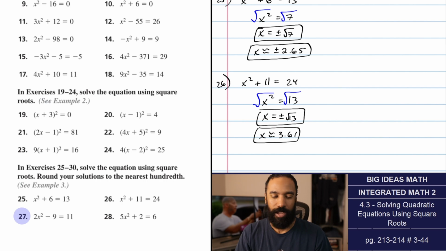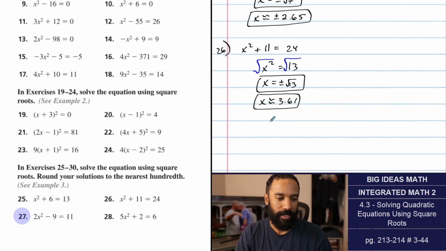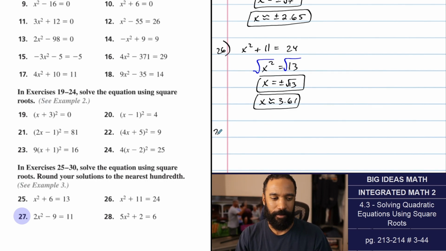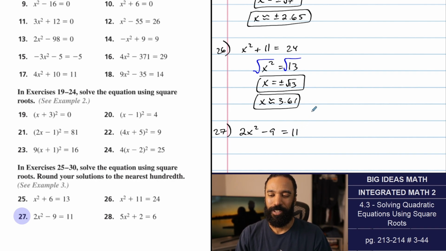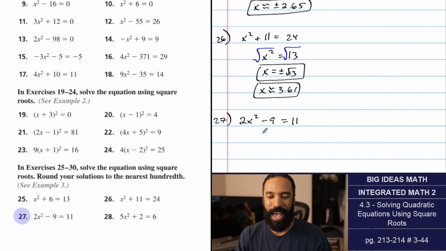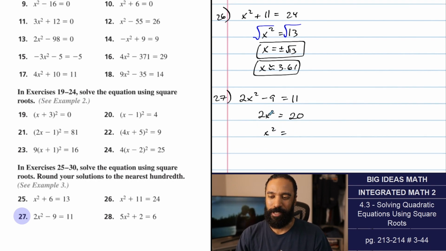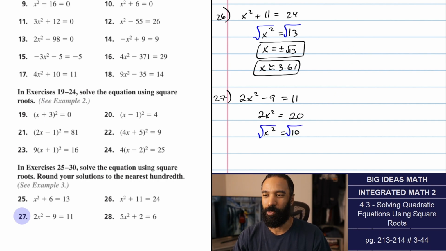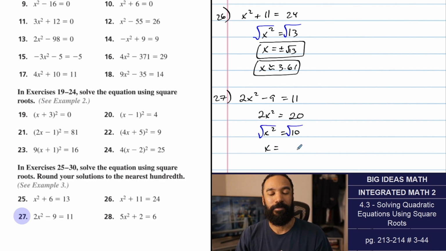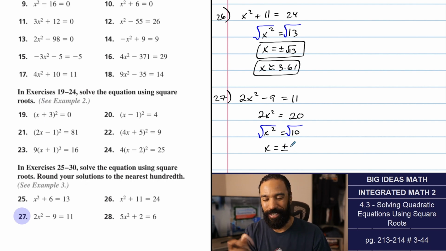Number 27. 2x squared minus 9 equals 11. We're going to add 9 to both sides. 2x squared equals 20. And divide by 2, you get x squared equals 10. So taking the square root of both sides, we'll get x equals plus or minus square root of 10. 10 not being simplifiable. Darn, we missed it.